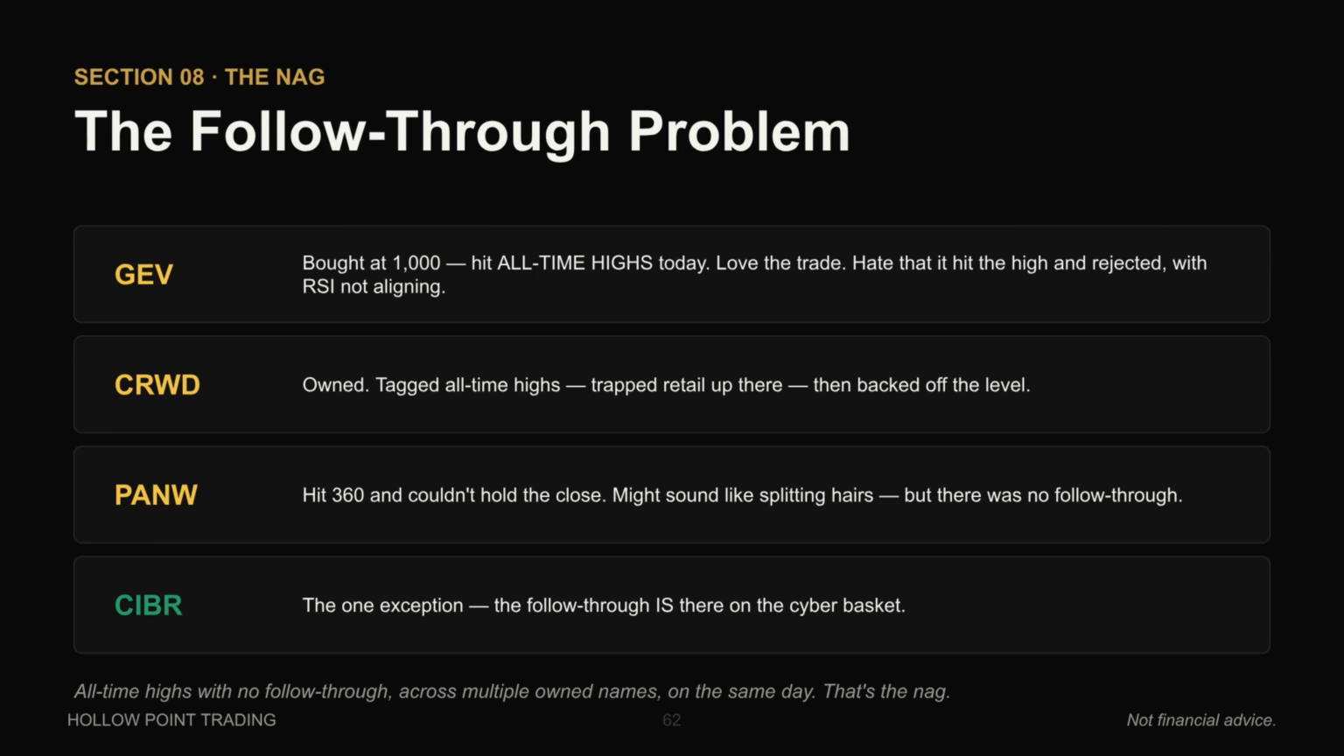The follow-through problem is evident today. While GEV hit all-time highs, it rejected the move. Names like CRWD and PANW also failed to hold key levels after tagging new highs, indicating a lack of conviction from buyers at these peaks, with CIBR as a notable exception.